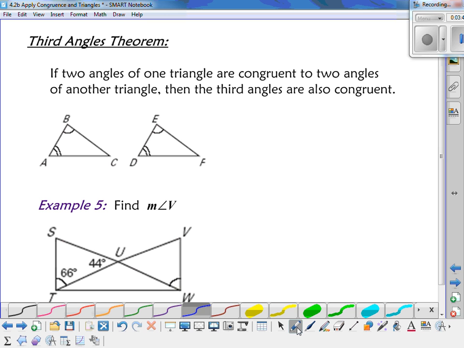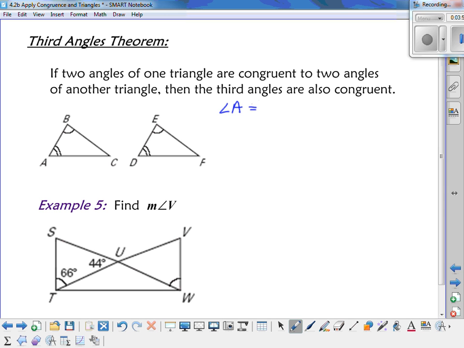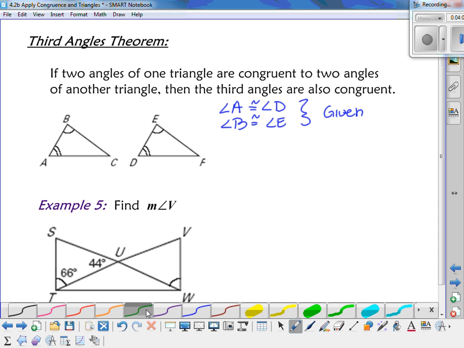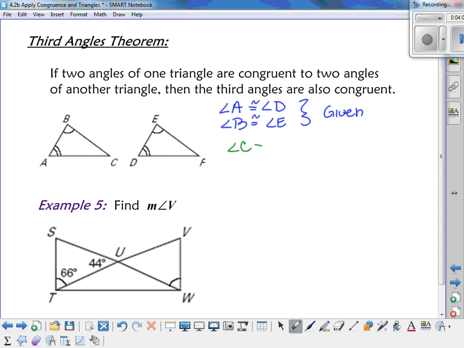All right, so the way this would look in a proof is you would have to say that angle A is congruent to angle D, and you'd have to say angle B is congruent to angle E. In this case, that was given to us. And then after stating those things, I could then go on to say that angle C is congruent to angle F, and my reason would be the third angle theorem.